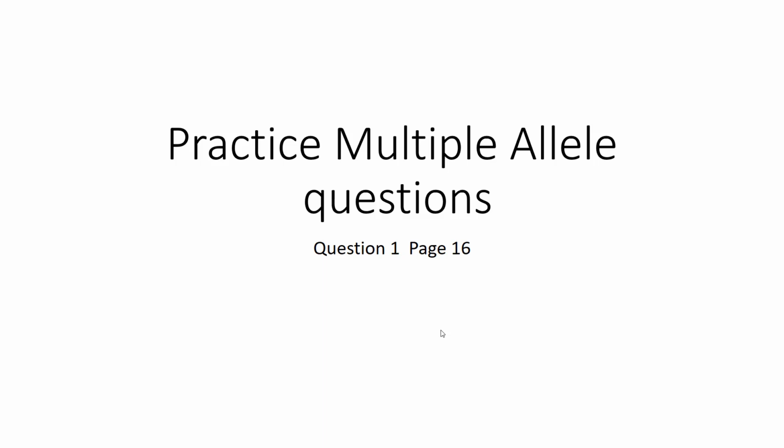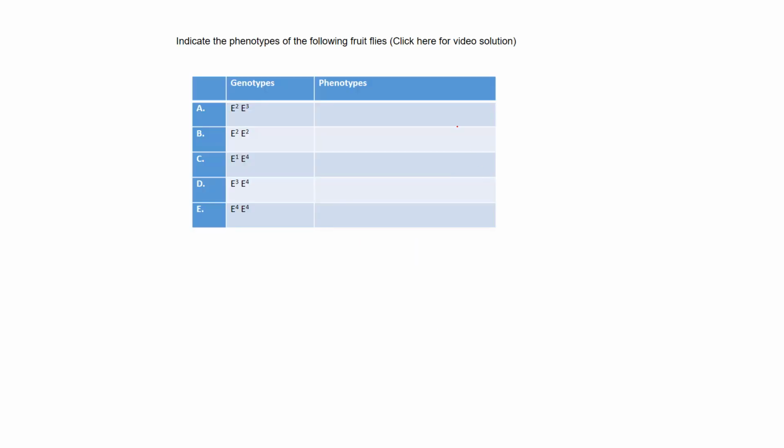Okay, practice multiple allele question number one, page 16. So let's get right to the question. It says, indicate the phenotype of the following fruit flies. We have a number of different genotypes represented, and in this question they just want to know what the phenotypes are.